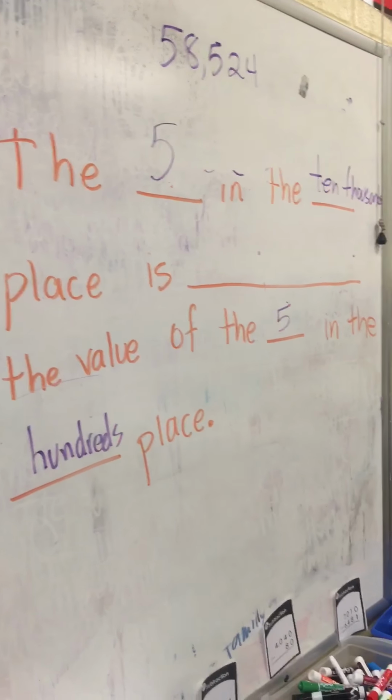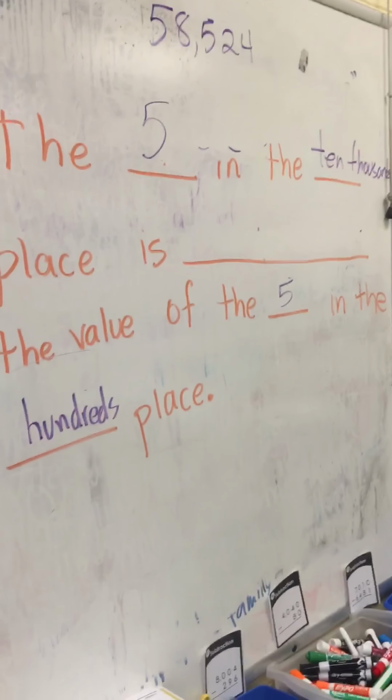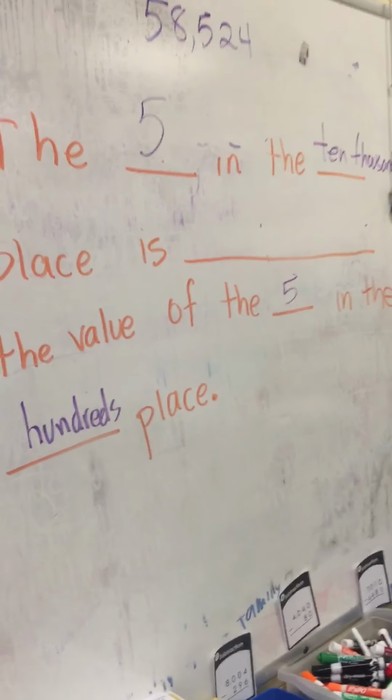Okay, boys and girls. So today we're looking at the 5 in the 10,000s place and the 5 in the hundreds place. The number that we're comparing is the 5 in the 10,000s place, and the number we're comparing to is the 5 in the hundreds place. Step 2 is circle the two values you are comparing. Everybody on your paper, circle the two values you're comparing. Raise your hand when your circles are done.